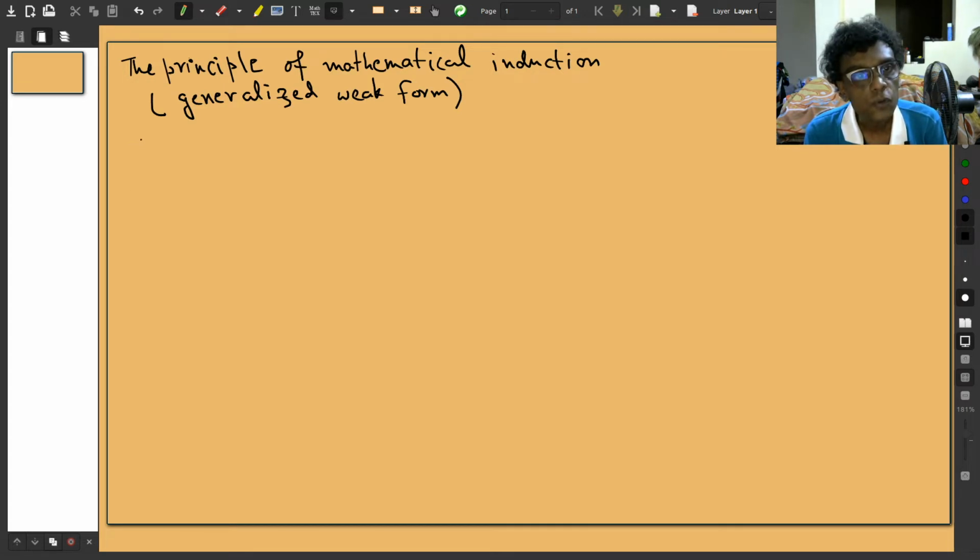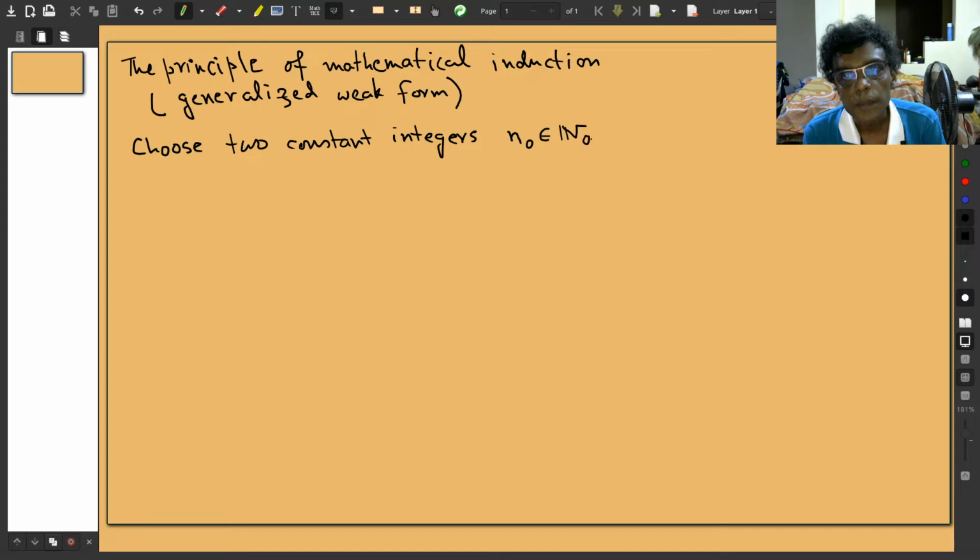So I choose two constant positive integers, or maybe in general I can choose constant integers. One is n0, it may be 0 itself, and the second one is a positive thing, k. This is in N or Z plus.